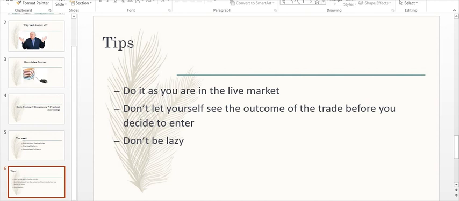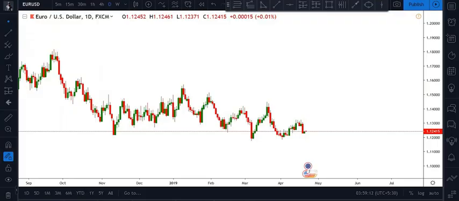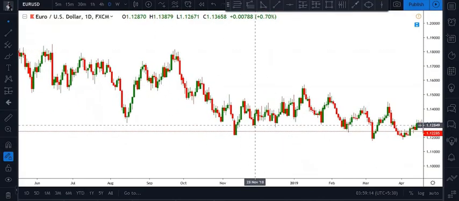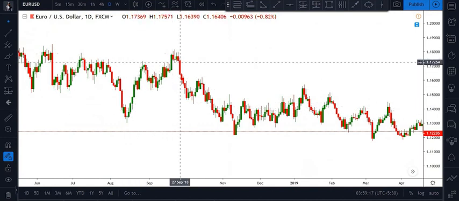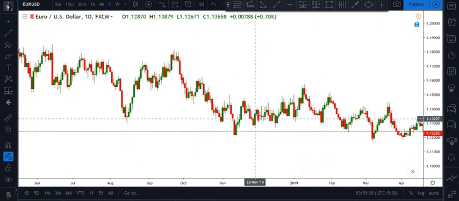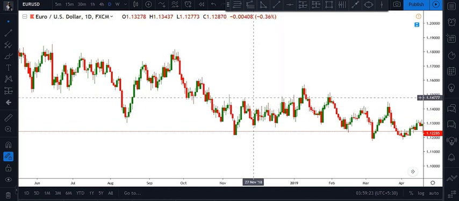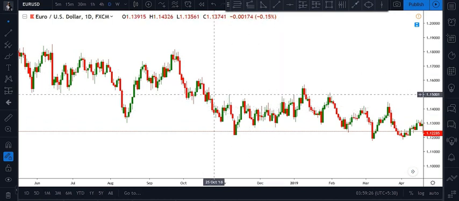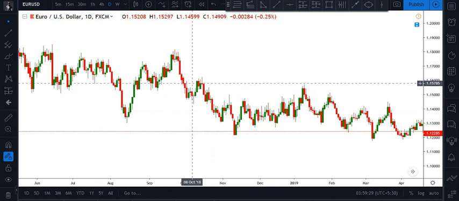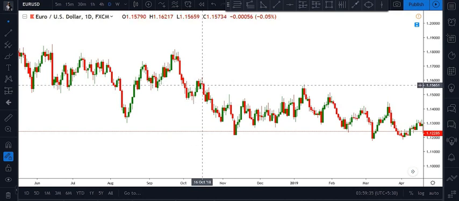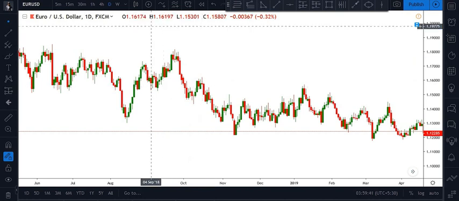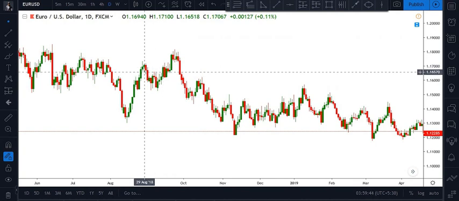Alright. The second tip is don't let yourself see the outcome of the trade before you decide to enter. That means if you just look over the market like this and I see a winning trade here, and you continue to do this, it's not going to be as beneficial, because you have already seen the outcome of the trade. It's not beneficial at all. So you shouldn't see the outcome of the trade.